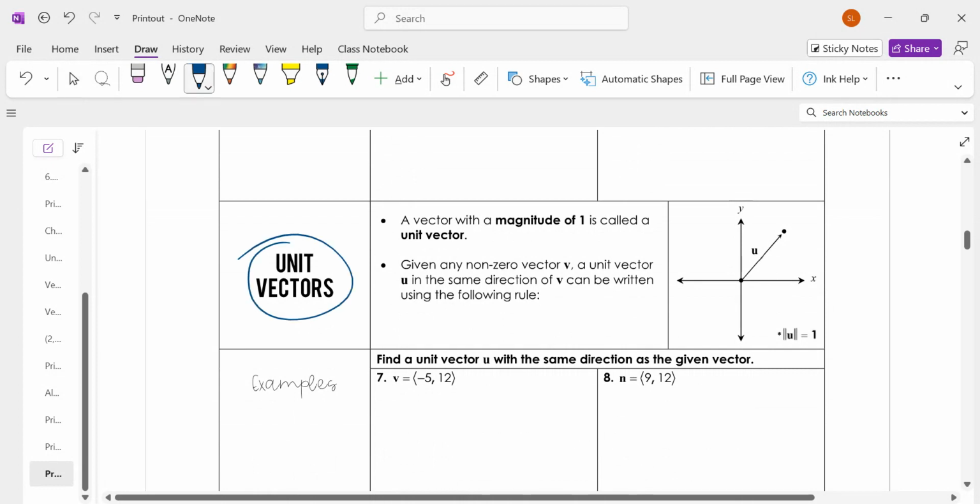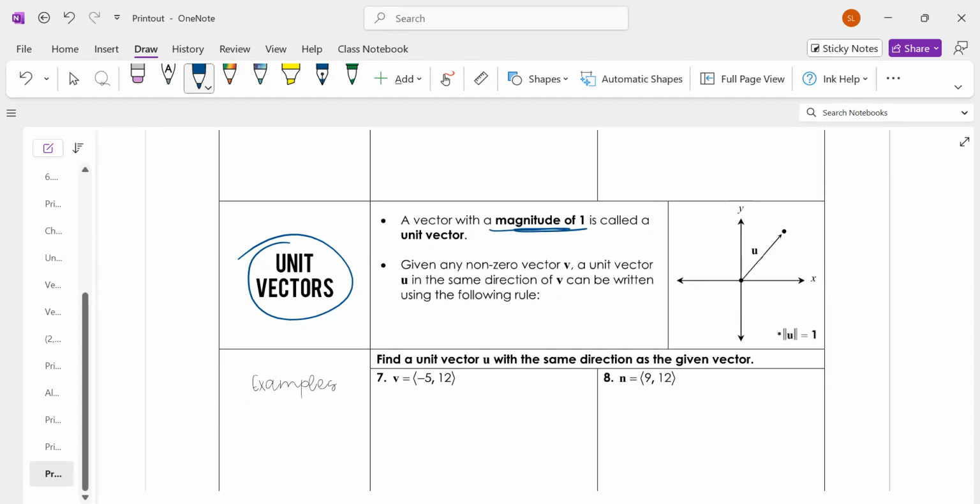We're going to jump into unit vectors. So think about the unit circle. That means a circle with a radius of 1 unit. A unit vector, same thing, has a magnitude of 1 unit. So that's called a unit vector. So it could be going in any direction. It doesn't have to be in a specific direction.